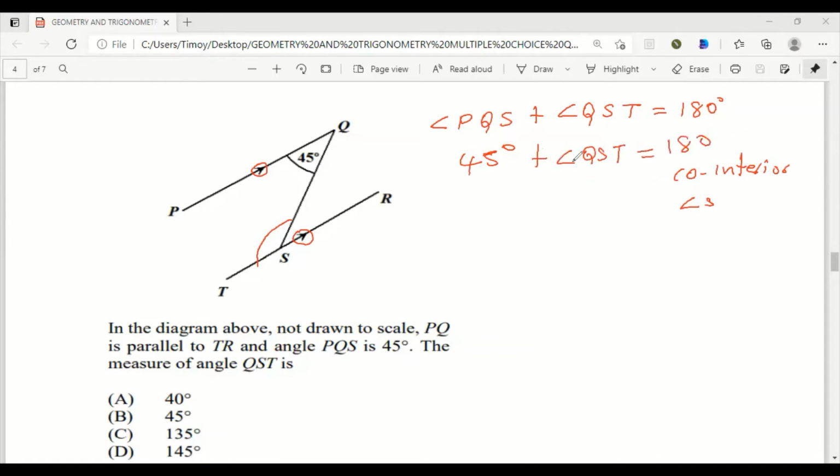To find angle QST, it's just a matter of subtracting 45 degrees from both sides. So when you subtract 45 degrees from both sides, clearly you can see that angle QST is going to equal 135 degrees. That answer is going to be C.